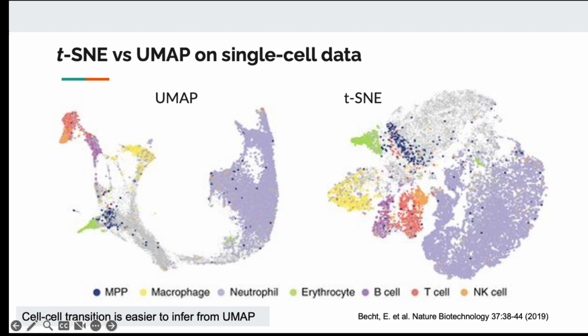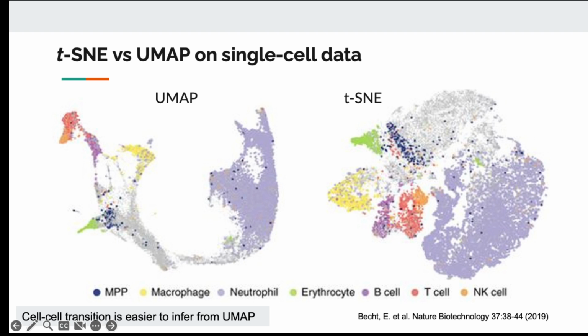But with UMAP, what people found when they first developed UMAP is that you can see the location that goes from multipotent progenitor to different cell types, all separated out into different directions. So it's easier to see cell development with UMAP.